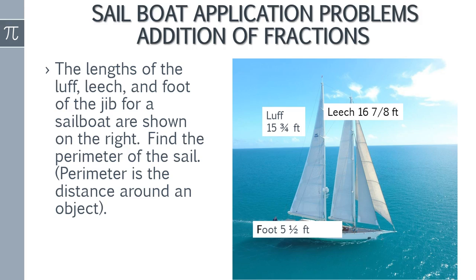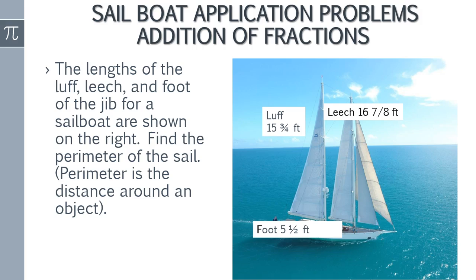We also can use fractions to solve problems. For example, the problem that we have in front of us. We need to find out the lengths of the luff, leech, and foot of the jib for the sailboat. These are shown on the right. As you can see, they're already giving us all the measurements of the sail. This is given as a mixed number. We need to find the perimeter of the sail.